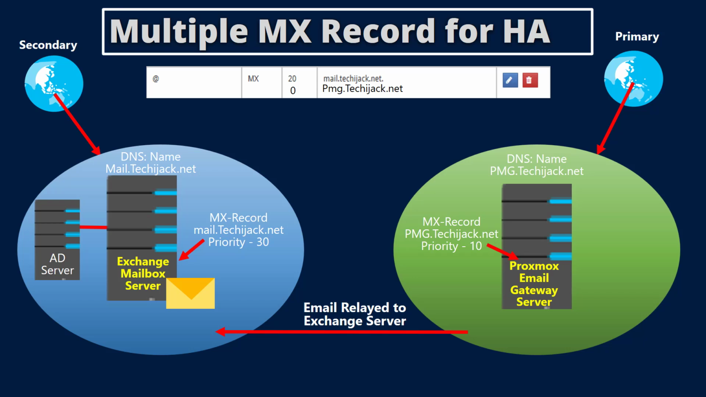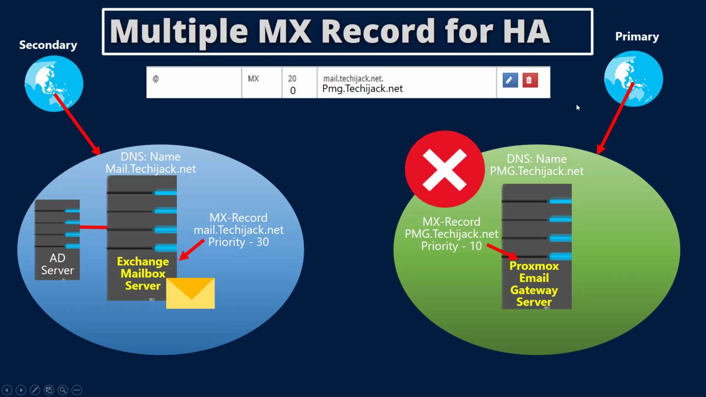Now let's try to simulate the failure of any of the sites. For example, this is a primary site, and if something happens to this server and the server fails, what will happen? Again, the same thing will happen. If someone tries to send an email, it will check for the priority 0, that is pmg.techijack.net, but it is offline now. There's no internet connectivity or it is down somehow.